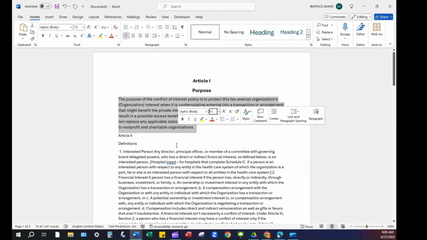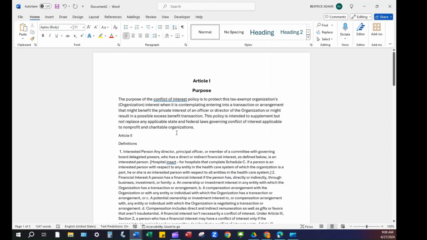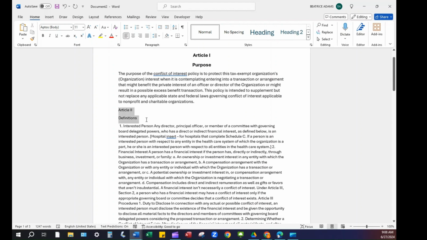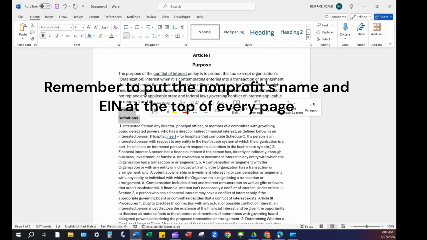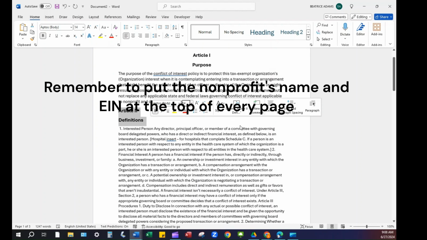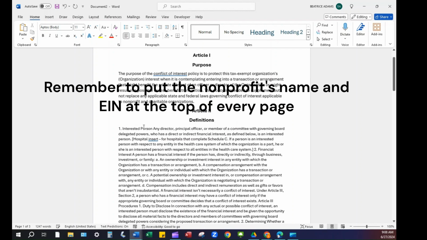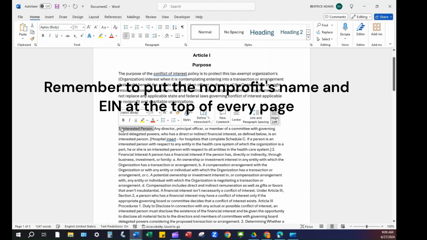So let's make that 12. And see, that's bigger than that. Makes it easier for the IRS. And then you just want to keep going down. You want to just keep doing the same thing. Make that font 14. We're going to center it. Go right there and center. And then here, this is number 1, interested person. Right. And then again, look at the instructions because you'll be able to tell the sections, how they should be. Let's just put a period there. You can do whatever you want. But I would make that bold so it stands out.